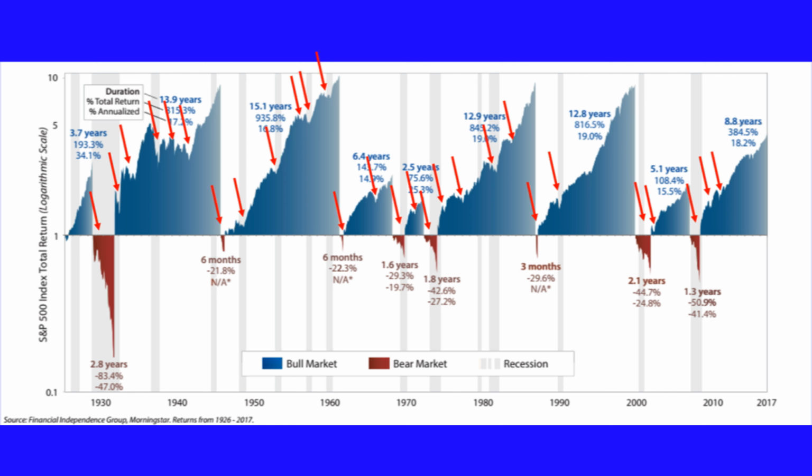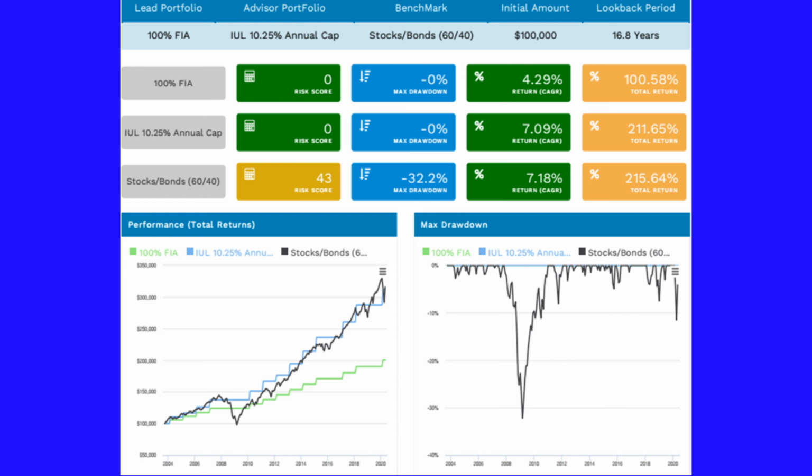Now keep this in mind. Since 1900, the stock market has averaged about a 47% loss every 11 years. And since World War II, it's averaged about a 33% loss every 6 years, right? Isn't that about 66% every 12 years? Dang it, that hurts.